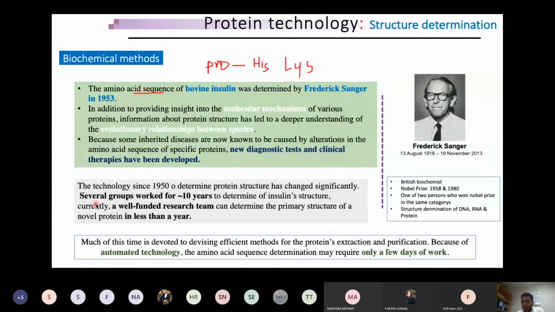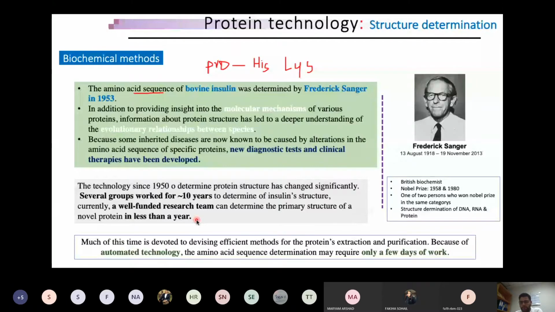For example, several groups worked about 10 years, about a decade, to give the structure of insulin, but nowadays, with our technological advancement, a well-funded research team can do this whole job in less than 1 year. This is a very interesting thing. This is how we are doing it nowadays.